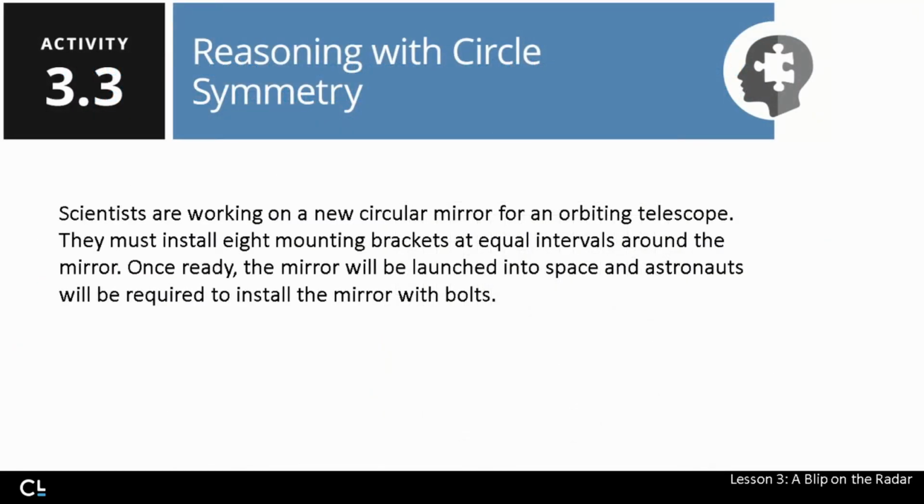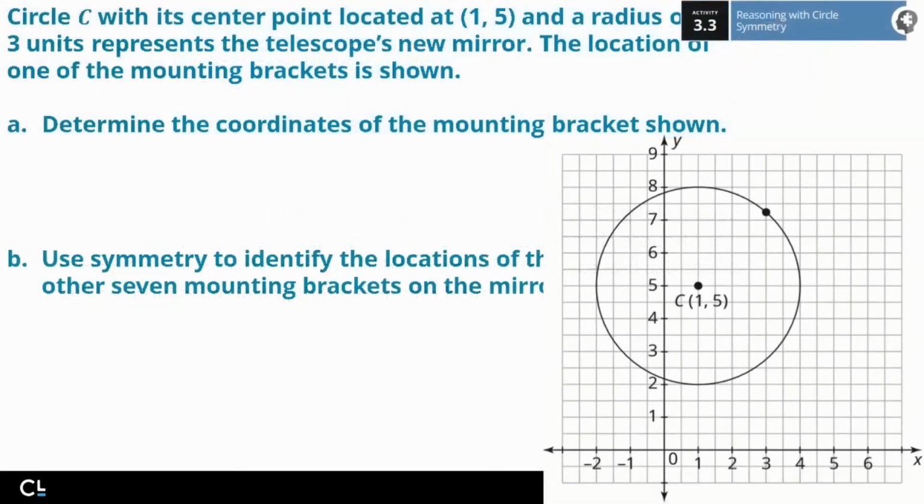So now, our last thing that we're going to do here, maybe our last thing, I'm not sure actually, is reasoning with circle symmetry. Right? So let's go here. And this is kind of what I talked about earlier. On a circle, you could find points of symmetry, no matter where it is. And if you have the graph like we have here, it makes it so much easier.